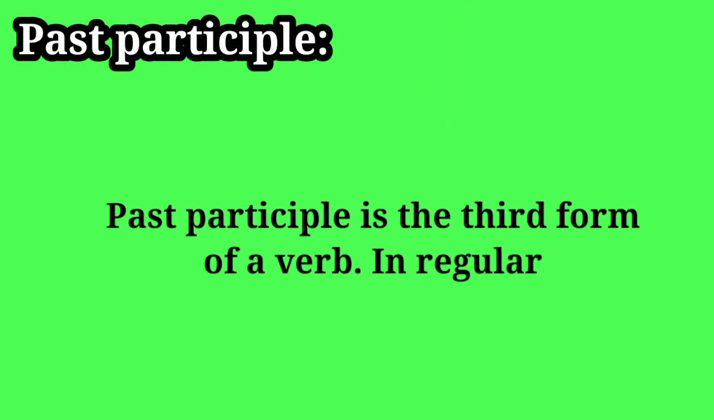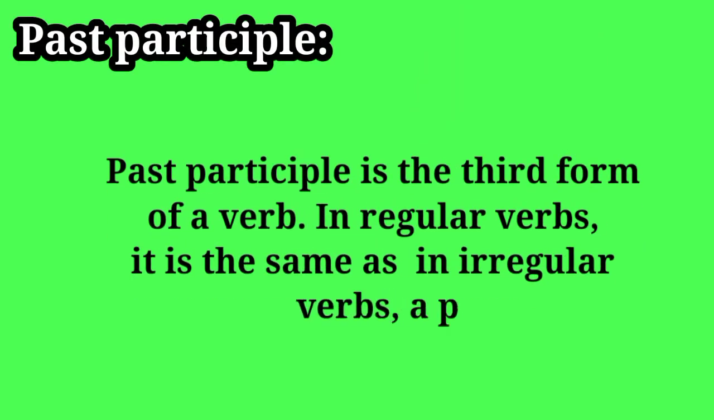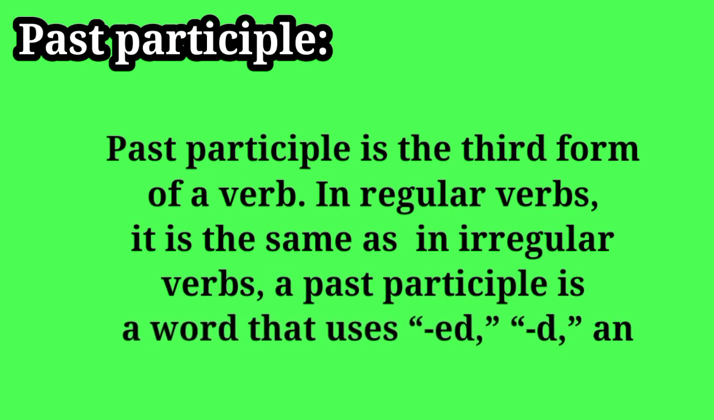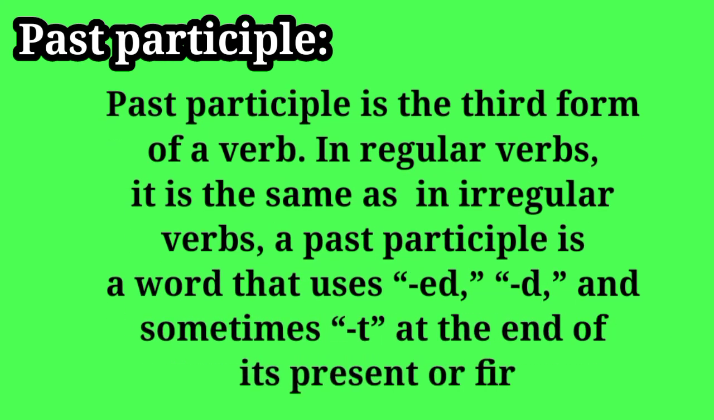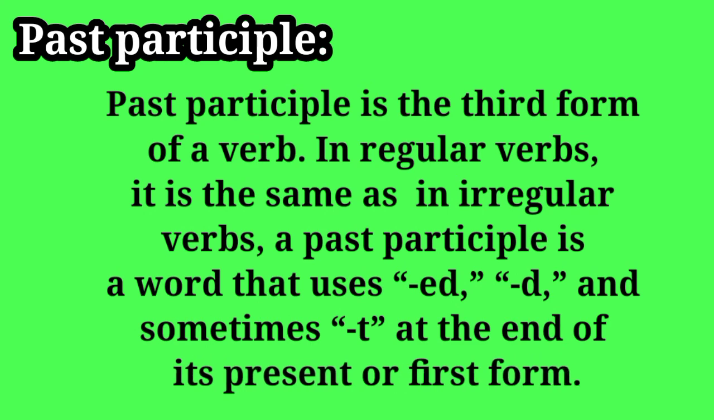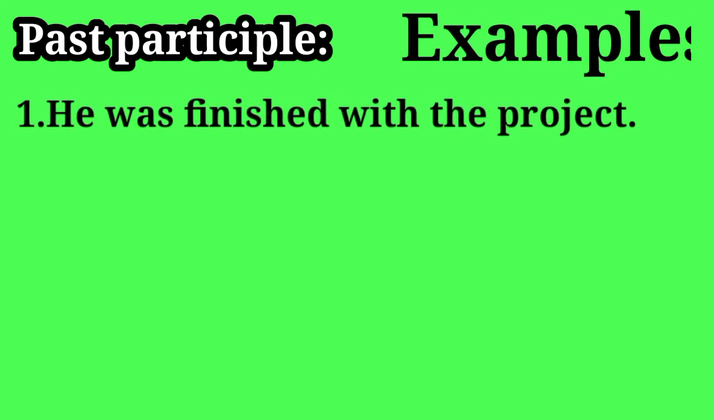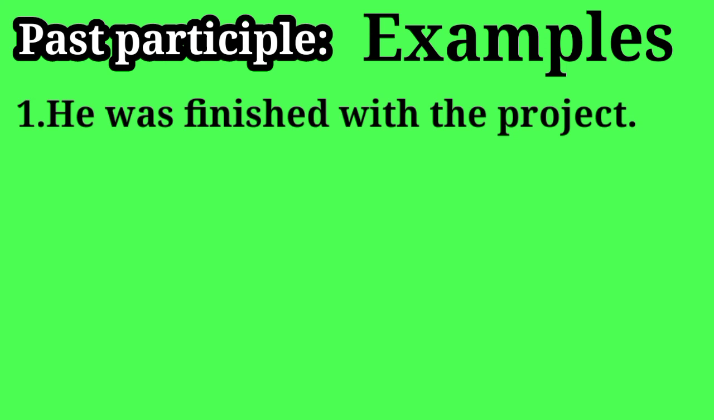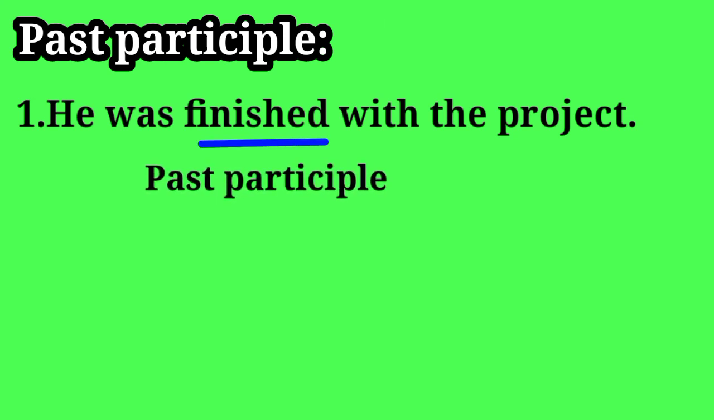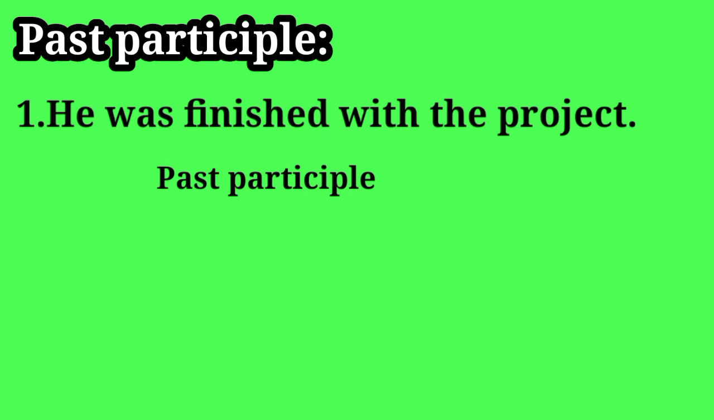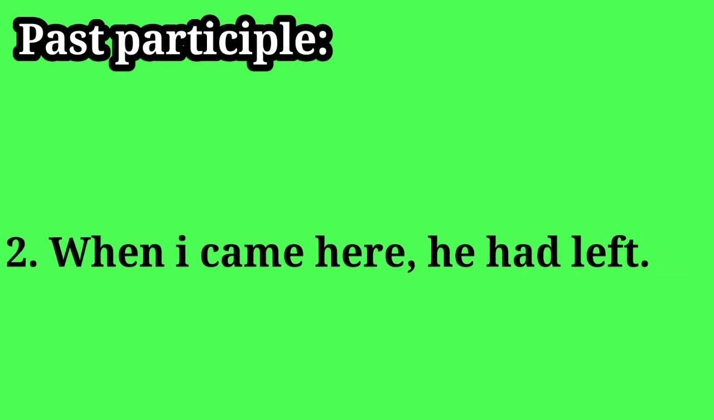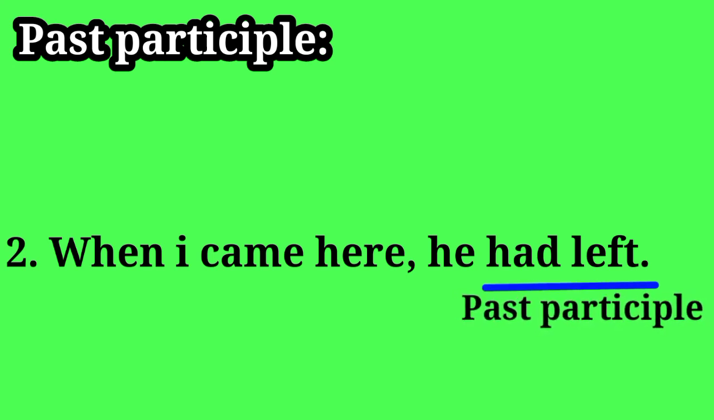Next, past participle. Past participle is the third form of a verb. In regular verbs, it is the same as in irregular verbs. A past participle is a word that uses ed, d, and sometimes t at the end of its present or first form. Examples of past participle. He was finished with the project. So finished is a past participle. And another example is, when I came here, he had left. Here had left is a past participle.